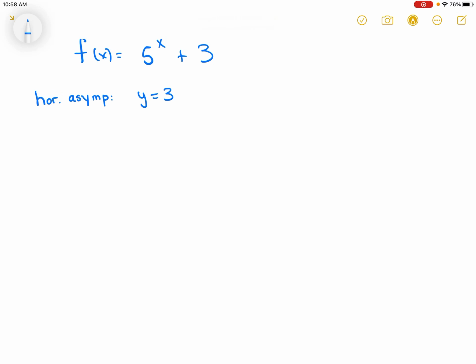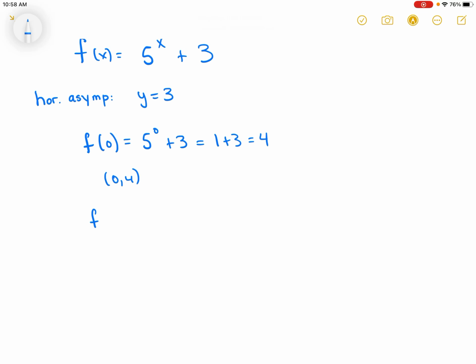And so now we just need 2 points. And to fit them on the graph, you should choose the powers of 5 that actually allow you to stay on that graph. So we can always choose whatever's going to give you 1 first. So we're going to have f of 0. That's going to be 5 to the 0 plus 3. Remember, anything to the 0 power is 1. So 1 plus 3 is 4. So 0, 4 is a point.